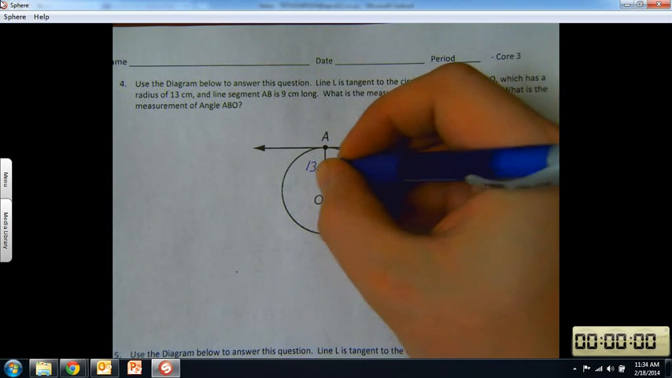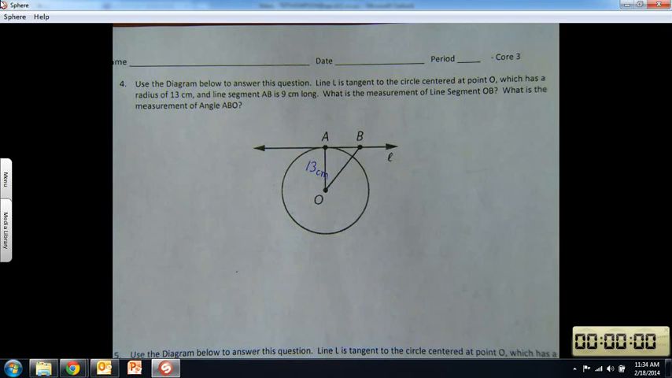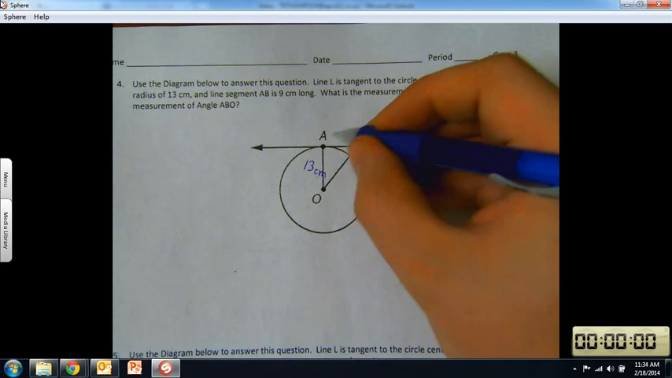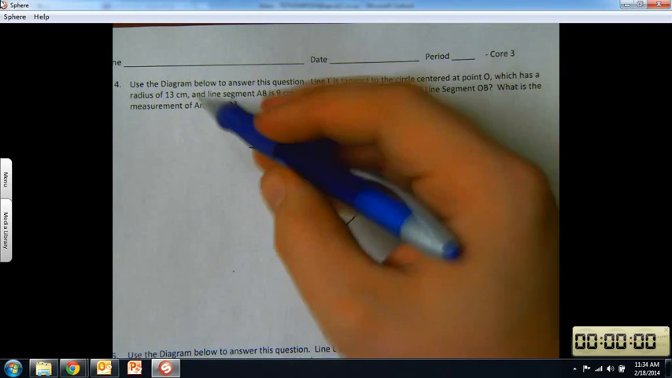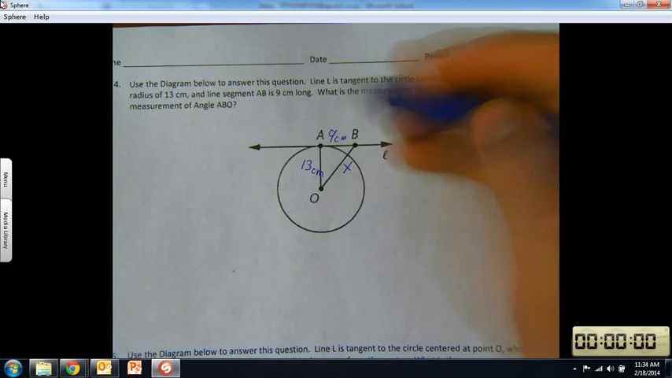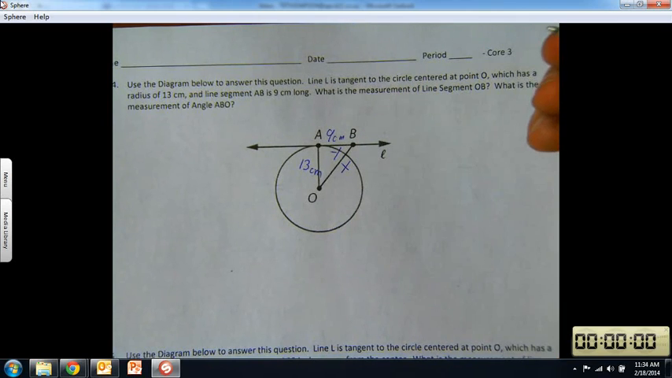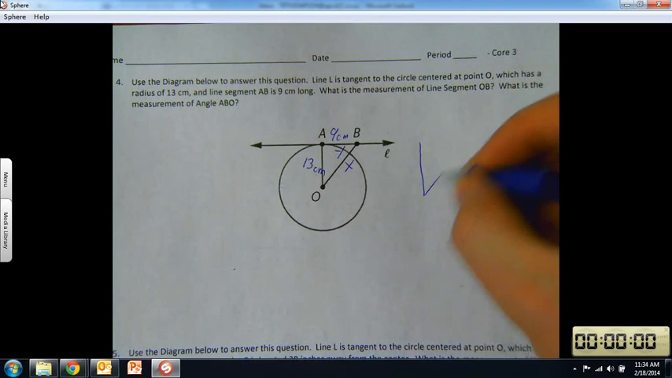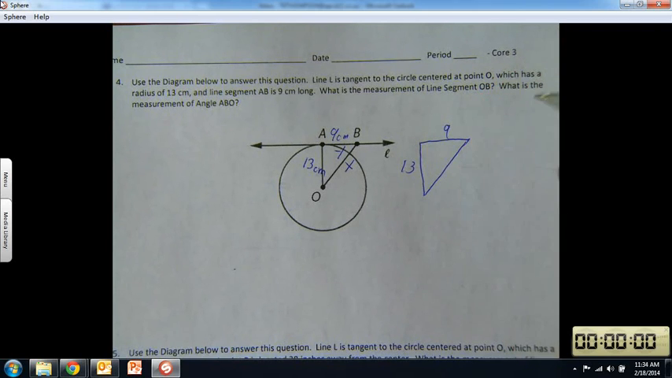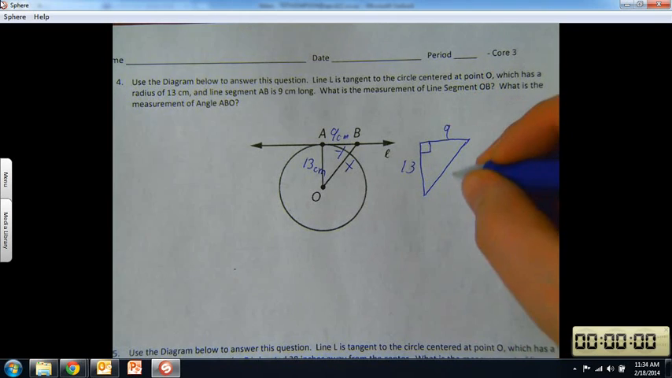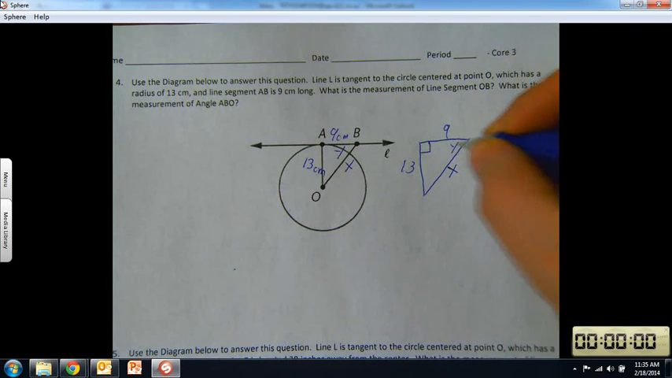I'm going to write that in. And line segment AB is 9 centimeters long. What is the measurement of line segment OB? I'm going to put an X there. And also, what is the measurement of angle ABO? I'll put a Y right there. Now, if we separate this triangle we just labeled, we will see that we have 2 side lengths. Point of tangency makes a 90-degree angle, and we need the hypotenuse and that angle right there.